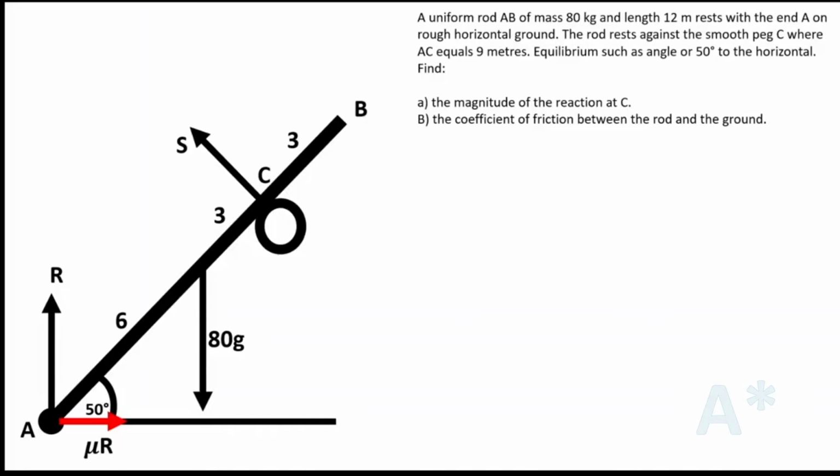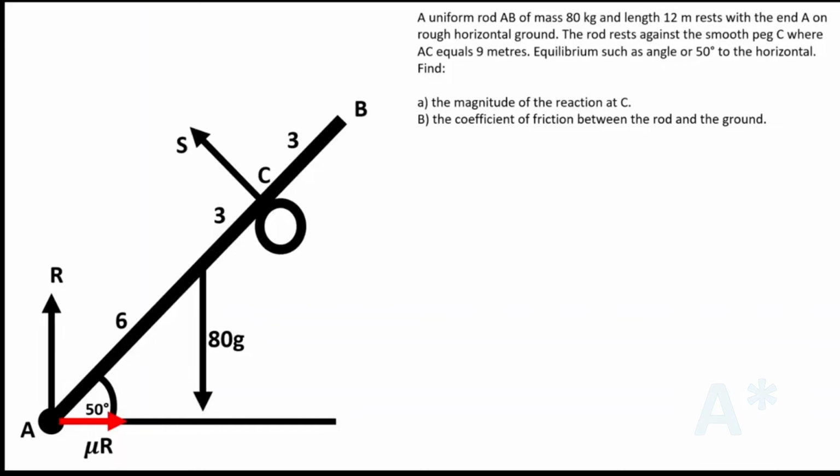So it's useful for me to take these from A. If I chose to take moments from B, I would have to consider the force S, the force ATG, the force R, and the force mu R. 4 different forces to consider with multiple unknowns involved. Taking it from A, I eliminate 2 unknowns straight away.